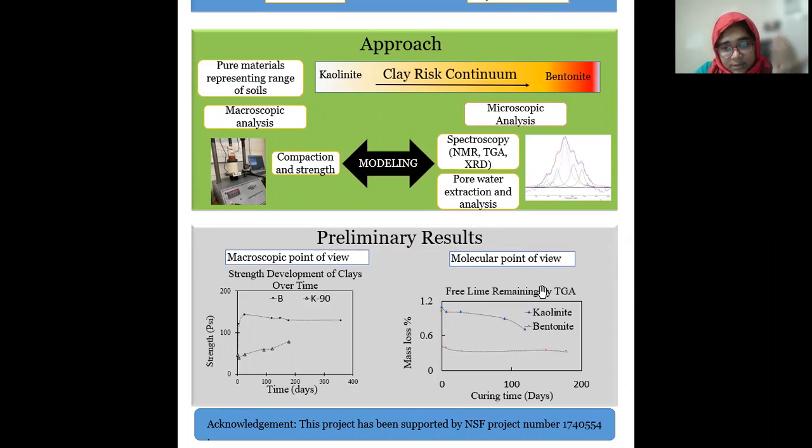And from the molecular point of view, for bentonite, the amount of free lime that is available for reaction drops very quickly, and then it kind of flatlines. For kaolinite, the amount of free lime is dropping at a very slow pace. So the end goal is we will take all this data together and put it in a kinetic model that can predict the behavior of clay, and hopefully you won't have to suffer from unfortunate clay swelling in the roads anymore.